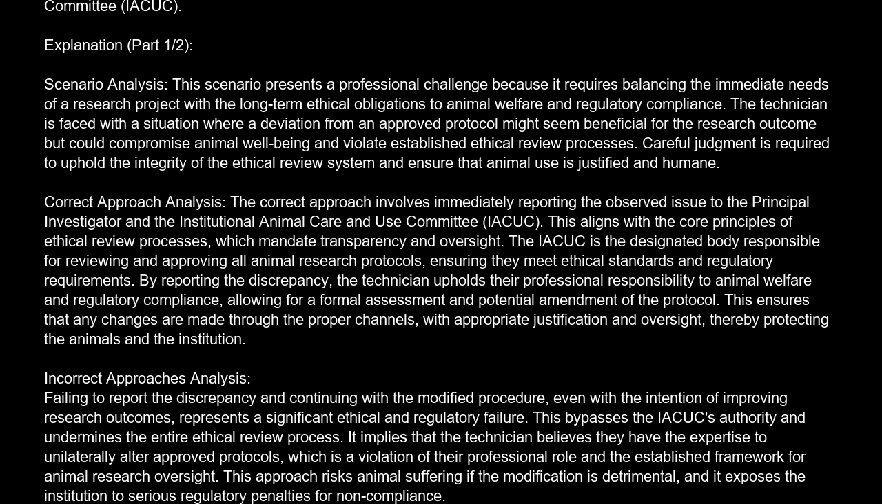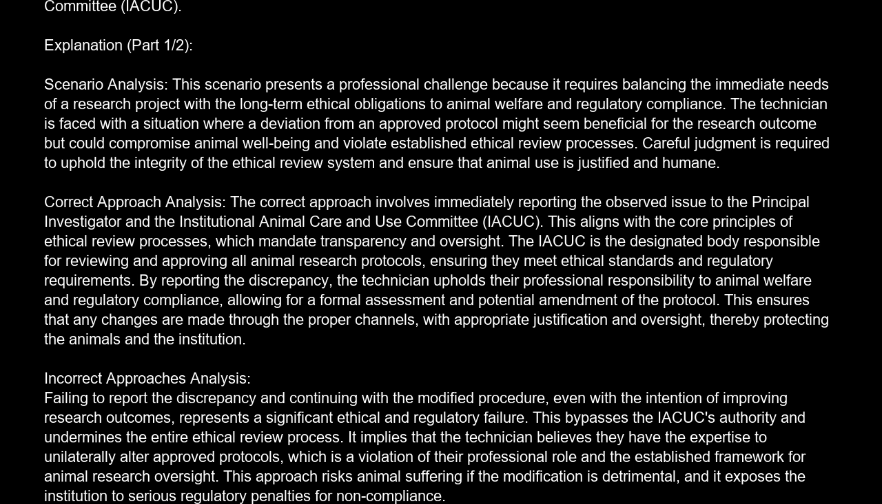Careful judgment is required to uphold the integrity of the ethical review system and ensure that animal use is justified and humane. Correct approach analysis. The correct approach involves immediately reporting the observed issue to the principal investigator and the Institutional Animal Care and Use Committee, IACUC. This aligns with the core principles of ethical review processes, which mandate transparency and oversight. The IACUC is the designated body responsible for reviewing and approving all animal research protocols, ensuring they meet ethical standards and regulatory requirements.